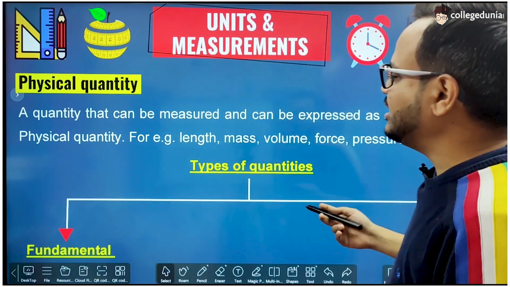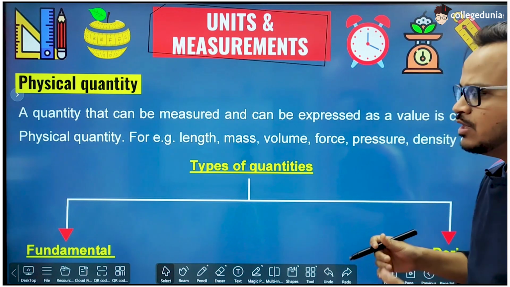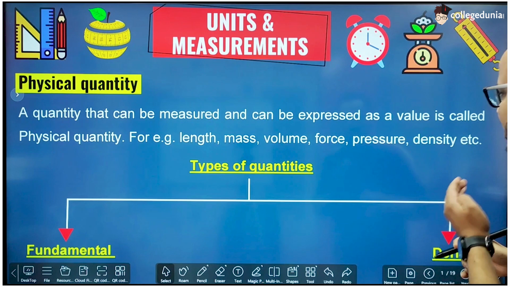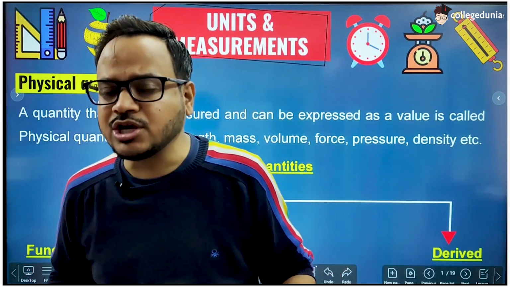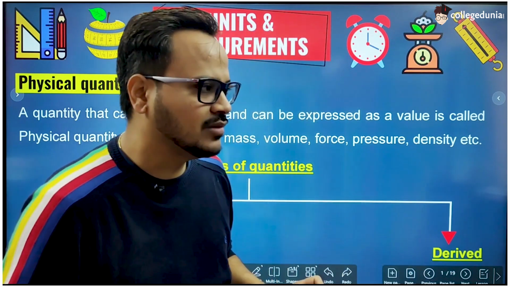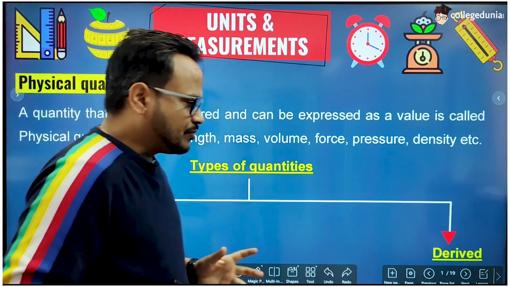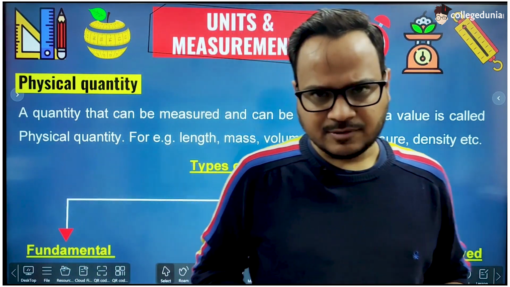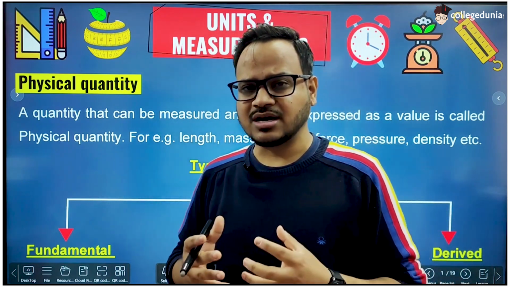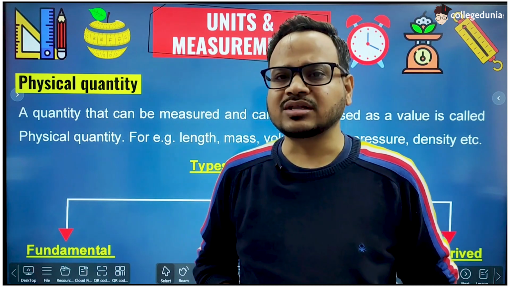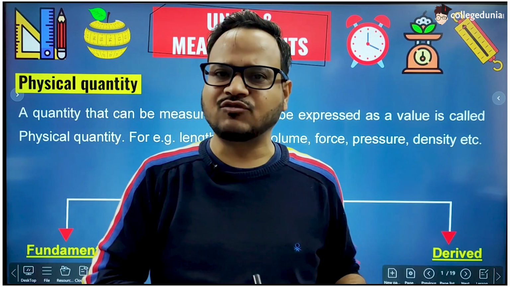So a quantity that can be measured and can be expressed as a value is called a physical quantity. For example, length, mass, volume, force, pressure, density. And there are hundreds and hundreds of physical quantities that you are going to study in physics and in chemistry and in maths also, right? Okay, types of quantities. There are two types of physical quantities. We are going to study almost 100-150 physical quantities in class 11th and in class 12th. But all those quantities can be broadly classified into two categories, fundamental quantities and derived quantities.